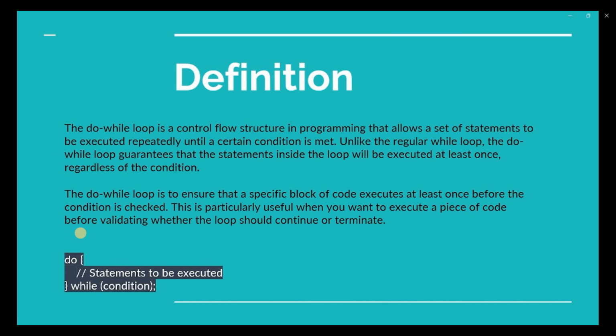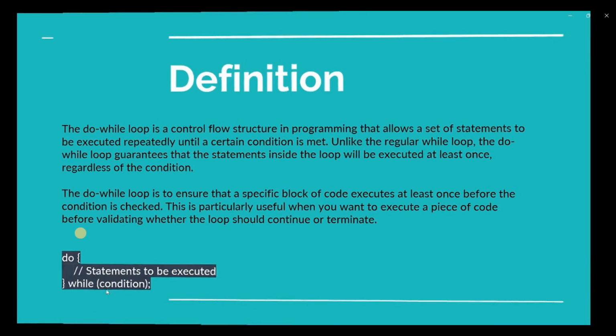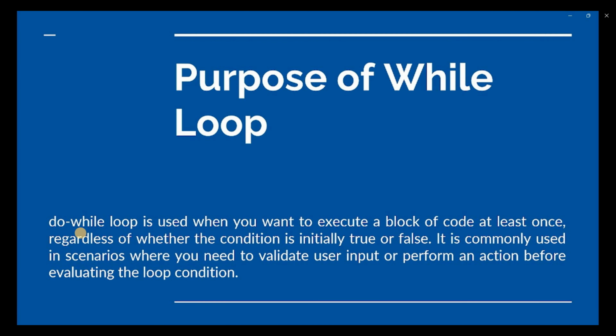So you need to consider those things. Under the do, you need to put the statements. Under the while, you need to put the condition. So you execute a piece of code before validating whether the loop should continue or terminate. That is the definition of the do while loop.